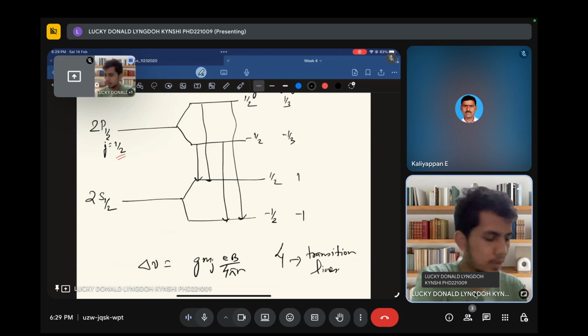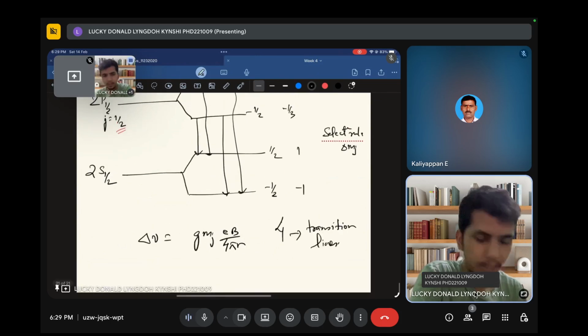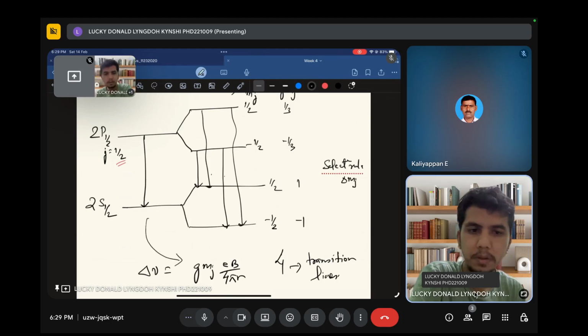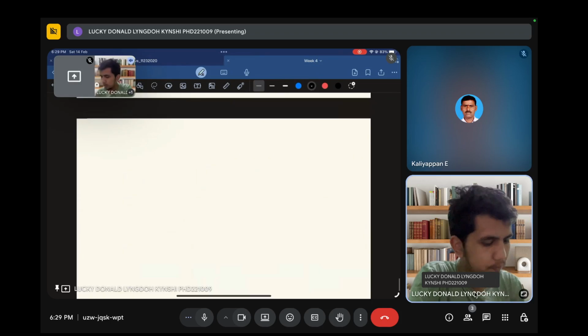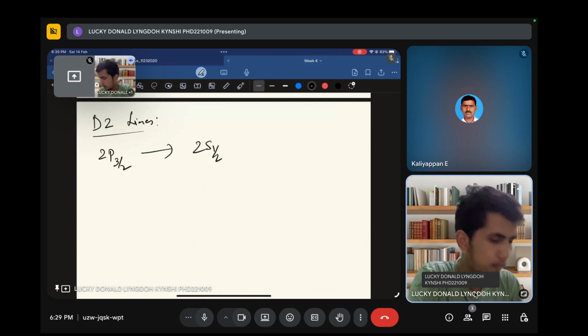Okay, so the transition line is like minus half to plus half, again half to half. This is again using the selection rule of delta mj. Okay, so ideally you would have seen only one spectral line, right? But now there are 1, 2, 3, 4 spectral lines. Okay, now the D2 line. D2 line now is 2p 3/2 to 2s 1/2.